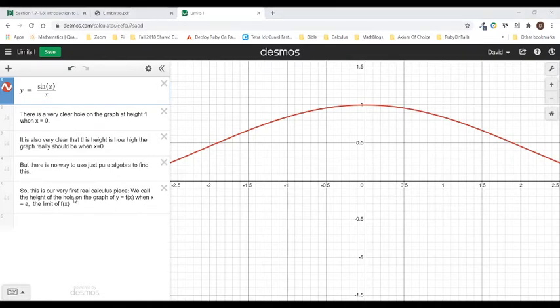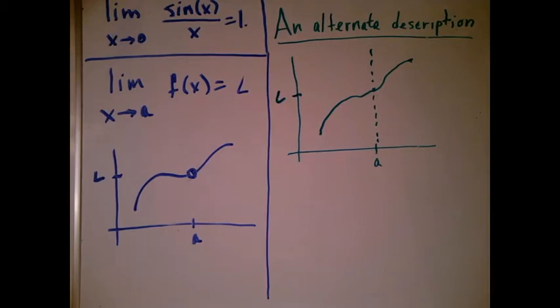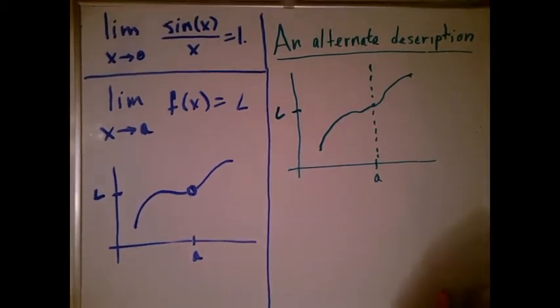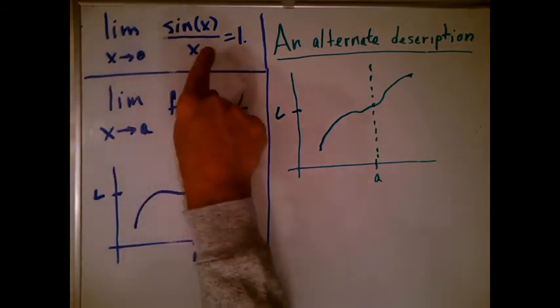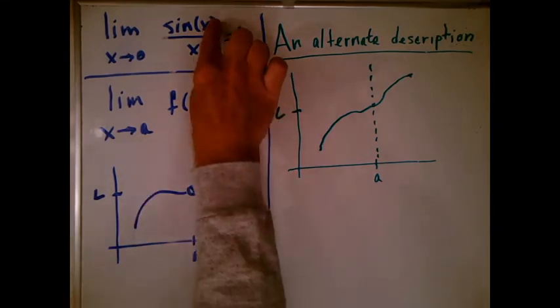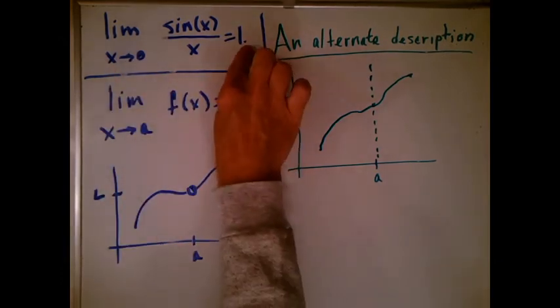Now hopefully I'm going to move over to this, and I just want to show some notation. The notation is this. I write down the limit as x approaches 0 of sin x over x equals 1. But that's not the way I'm going to read it. The way I'm going to read it is, there's a hole on the graph of sin x over x at x equals 0, and the height of the hole is 1.